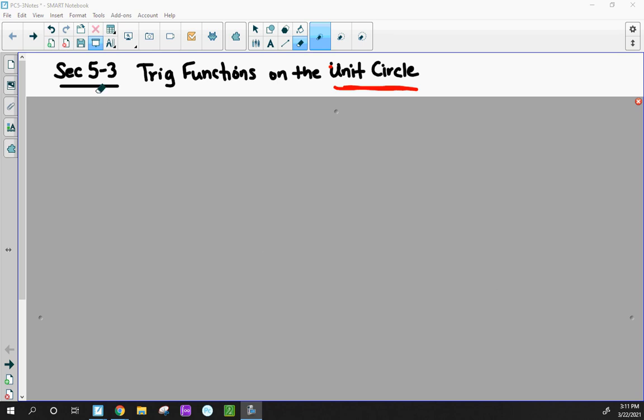Pre-Calculus. Today we're going to start section 5.3 in your textbook. It's on trig functions on the unit circle.